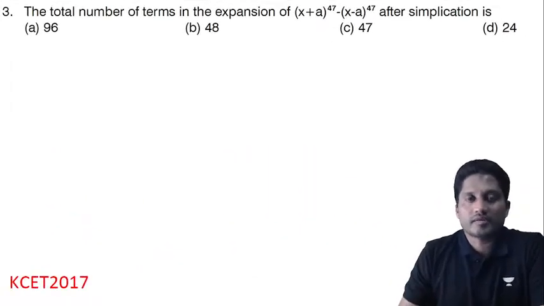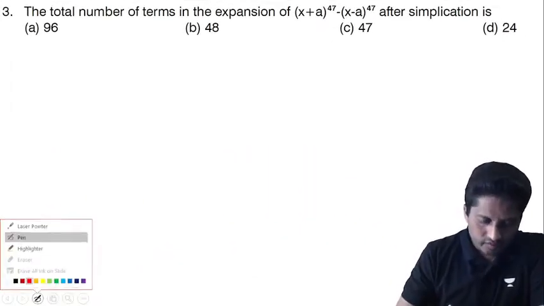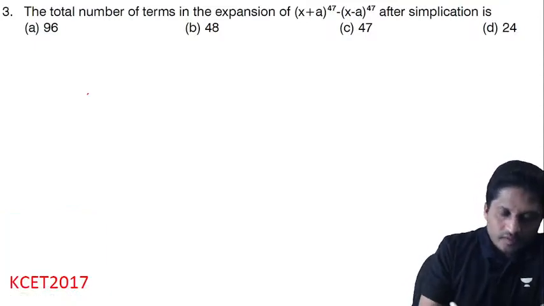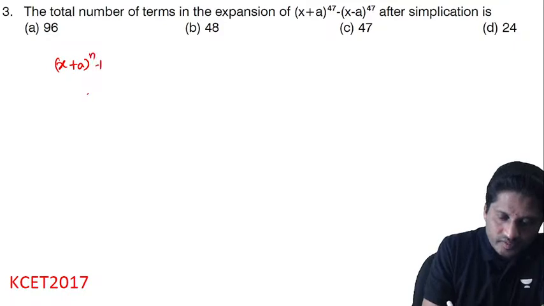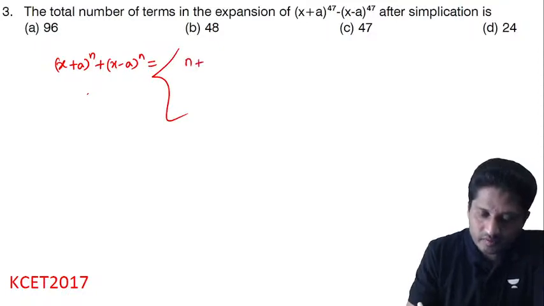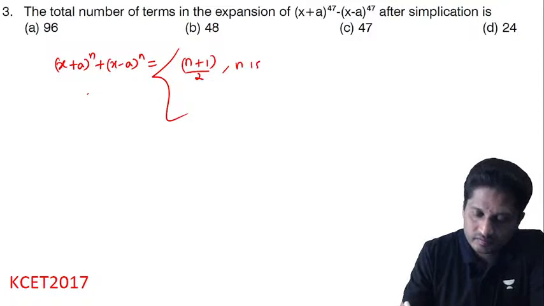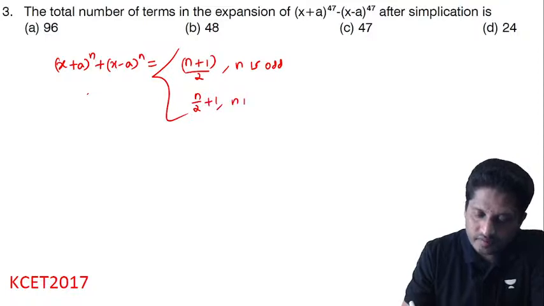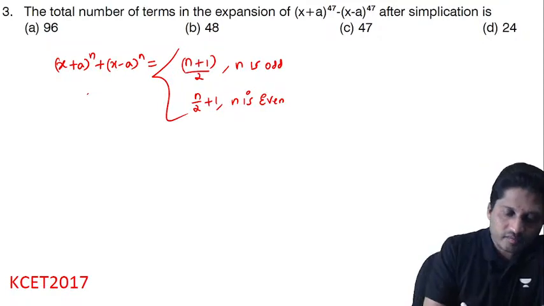The total number of terms in the expansion of, okay, now listen. When you have x plus a to the power n plus x minus a to the power n, the number of terms in the expansion of this will be equal to n plus 1 by 2 if n is odd. And it is n by 2 plus 1 if n is even. Right, this is case number 1.